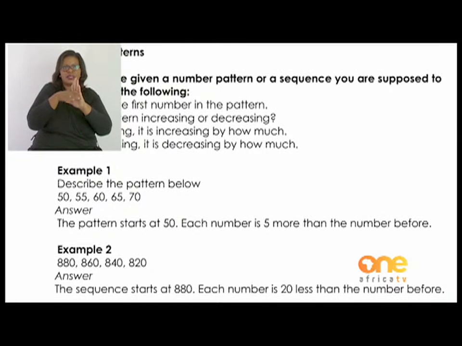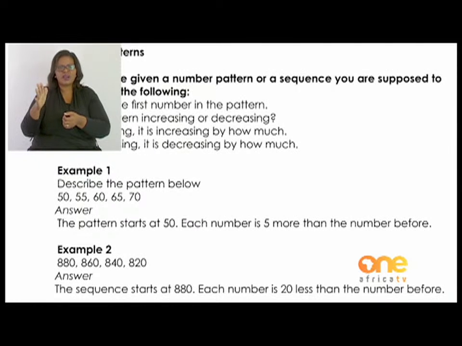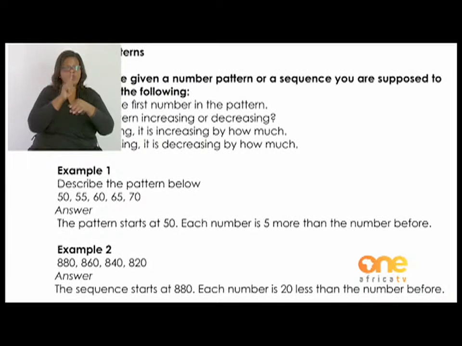You are supposed to see by how much it is decreasing. Let us look at the first example. We are supposed to describe the pattern. That pattern is having 50, 55, 60, 65, and 70. The first thing is to identify the first term. So our pattern is starting at 50.